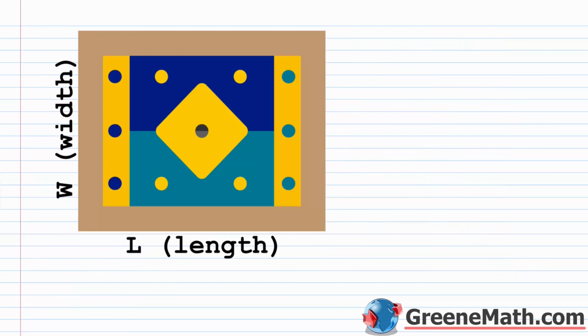Let me go back down, and we're just going to label a few things. So what do we know? We know the length of the bedroom, or the measurement from here to here, is 15 feet, okay? That's given in the problem.